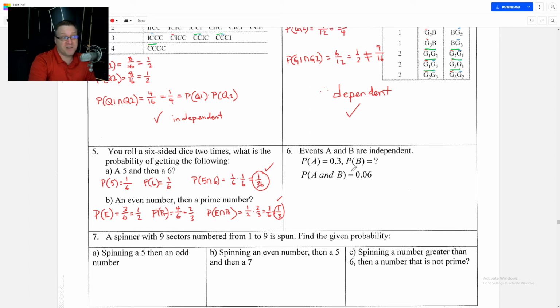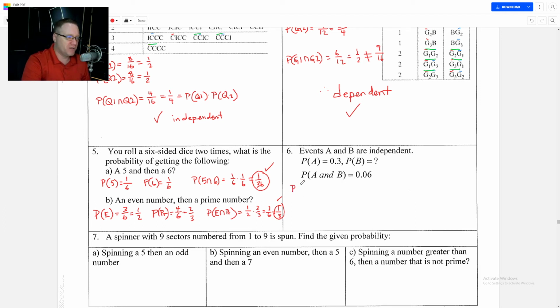Next, here it doesn't tell us what is happening. It just tells us the probability of event A is 0.3. We want to know what is the probability of B happening, and they tell us that the probability of A and B happening is 0.06.